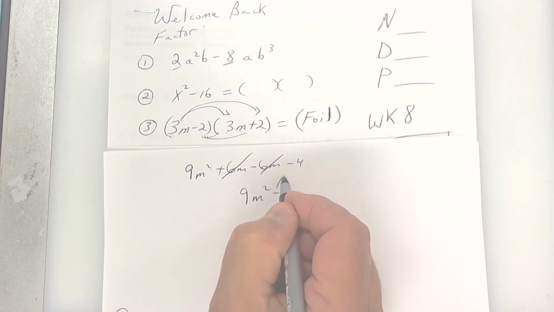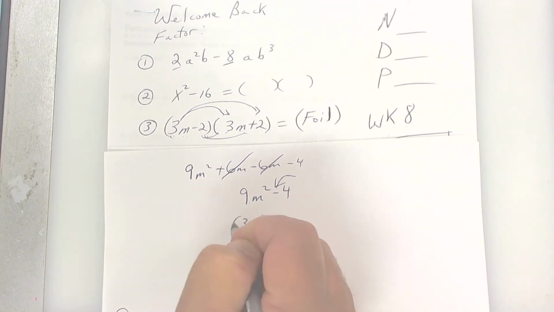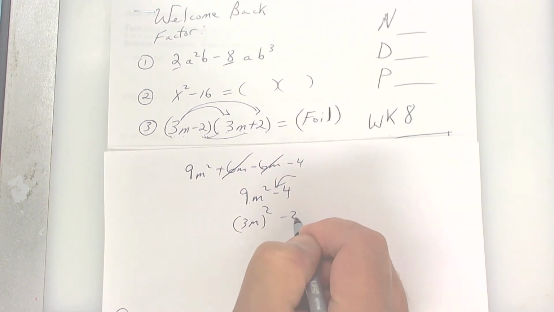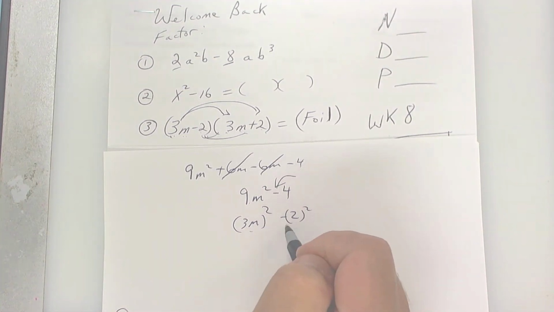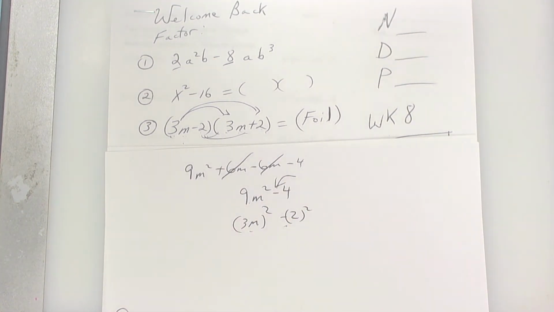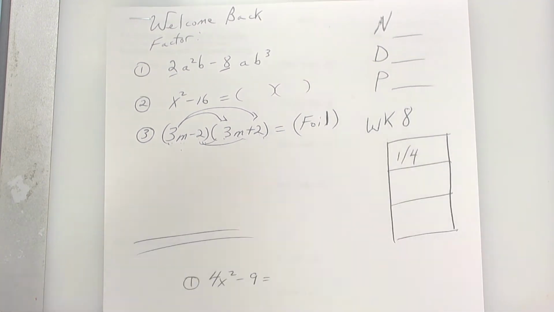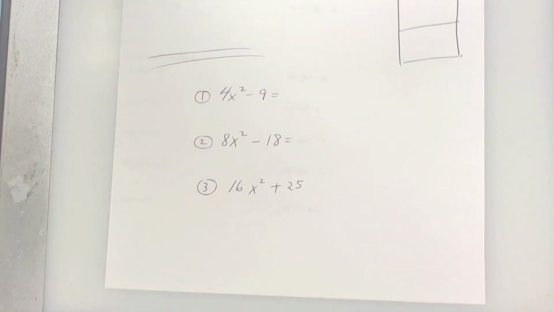This is the difference of two squares. This one is 3M, 3 times 3, and this one is 2 squared. So it's 3M plus 2 and 3M minus 2. Difference of two squares. It doesn't matter which one comes first, the plus or the minus. I like the plus first. Okay. All right, try these.